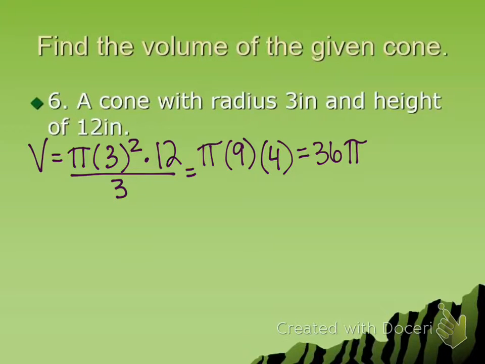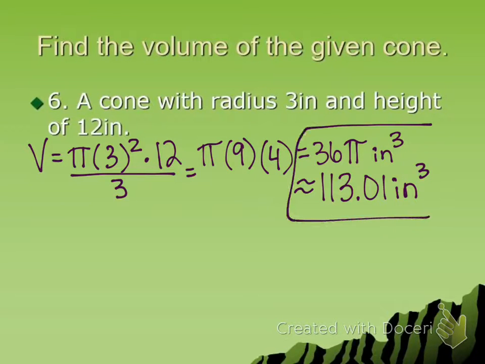My units would be inches. Right. Cubed. This is volume. Did anybody get the approximate answer? 113.01 inches cubed. So if it doesn't say, you can choose if you're giving me exact or approximate. Exact means we leave pi alone in there. Approximate means we multiply it out and round.